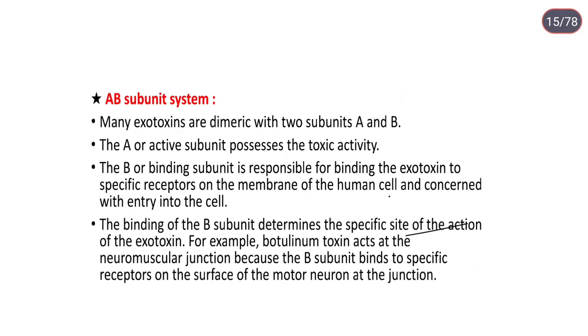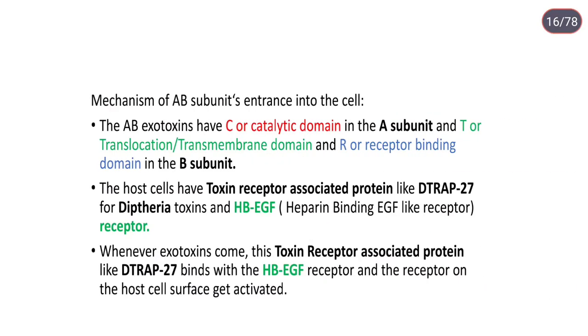So AB subunit, I have already told you that there are some bacteria which have an AB subunit in their structure. The A subunit is the active subunit and the B subunit is the binding subunit. The B subunit actually determines the specificity of the bacterial exotoxin. Now, what is the mechanism by which this AB exotoxin enters the host cell and causes its destructive effect? The A subunit has a domain called the catalytic or C domain. On the other hand, the B subunit, or binding subunit, has two domains. One is the T domain, the translocation or transmembrane domain, and the second is the R domain, also termed the receptor binding domain.